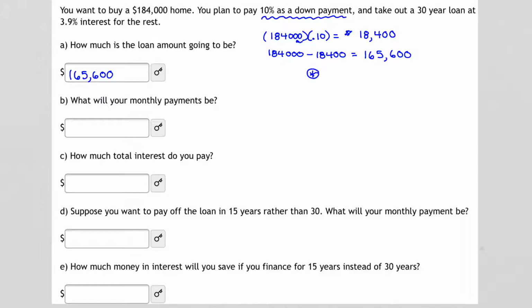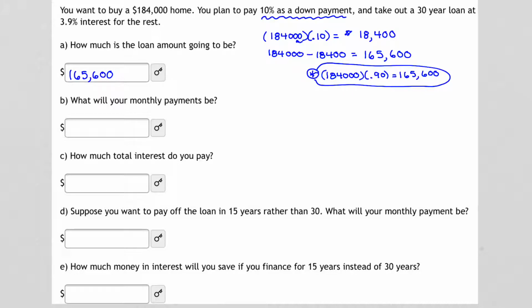I will make a little side comment here. If you put 10% down, what that means is you're actually taking a 90% loan out of your home amount. Let me explain. In other words, putting 10% down is the same thing as paying 90%. So, if we were to take $184,000 and take 90% of that amount, that too would be a shortcut way to get the $165,600 loan amount. But either the first way or the second way will get us there.